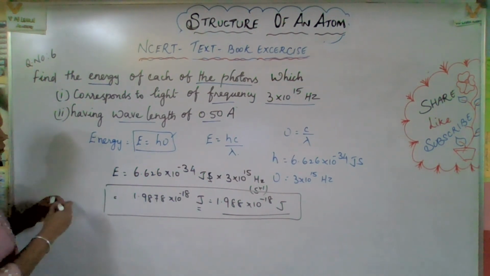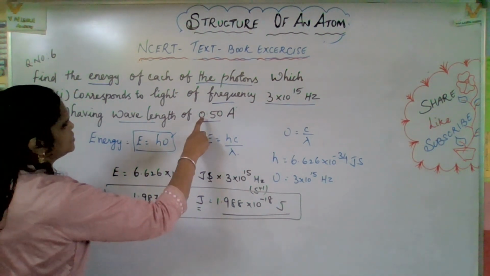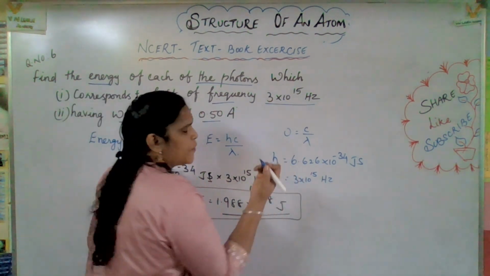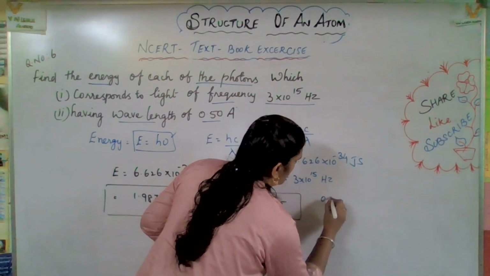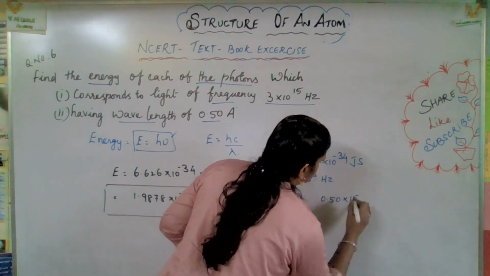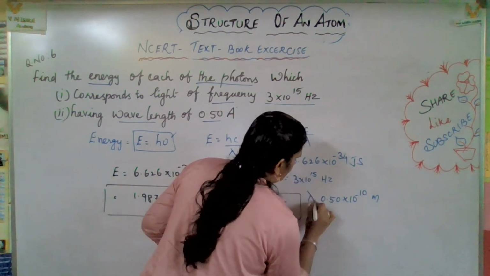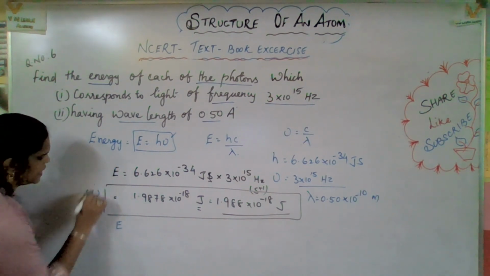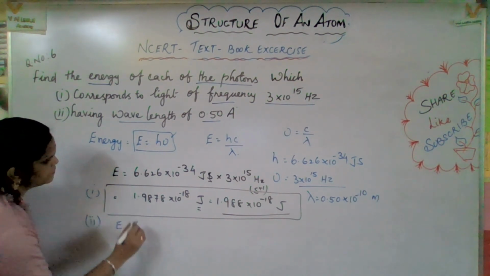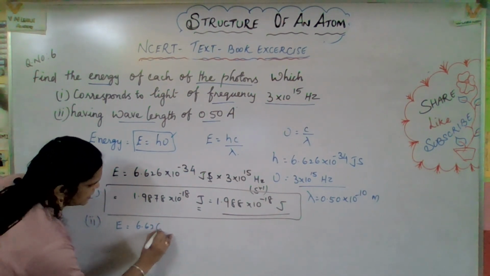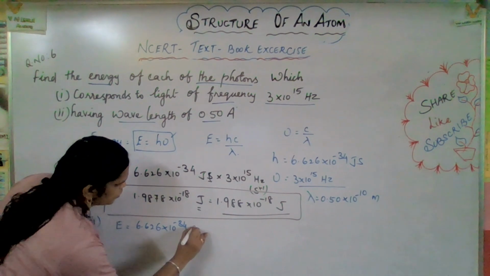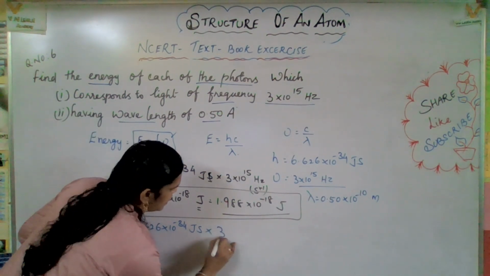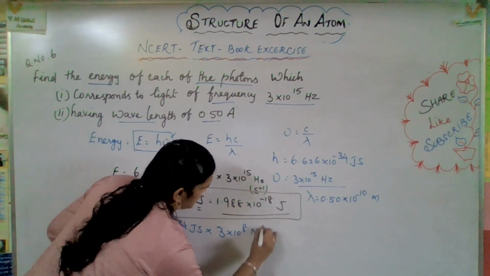Okay, now the second one. What is the second one? A wavelength 0.50 Armstrong. 1 Armstrong is 10 to the power of minus 10 meter, as I mentioned. So 0.50 into 10 to the power of minus 10 meter. That is lambda. Now let us apply the values. E is equal to h c by lambda. h is 6.626 into 10 to the power of minus 34 joule second. And C value, what is it? C value is 3 into 10 to the power of 8 meter per second.